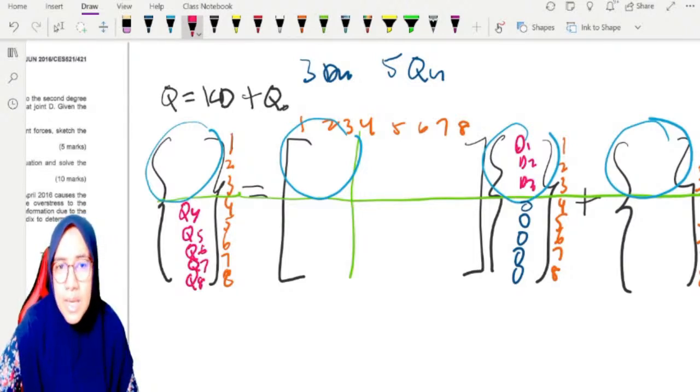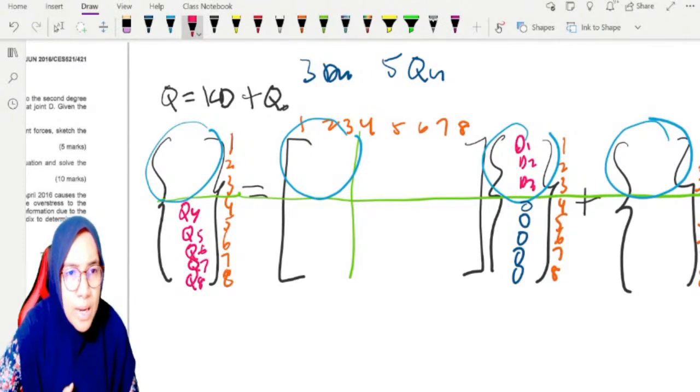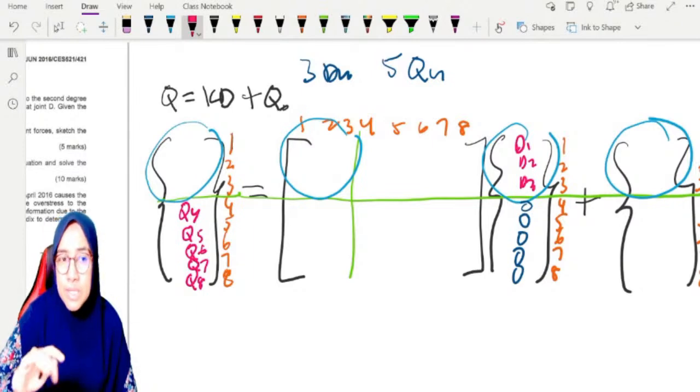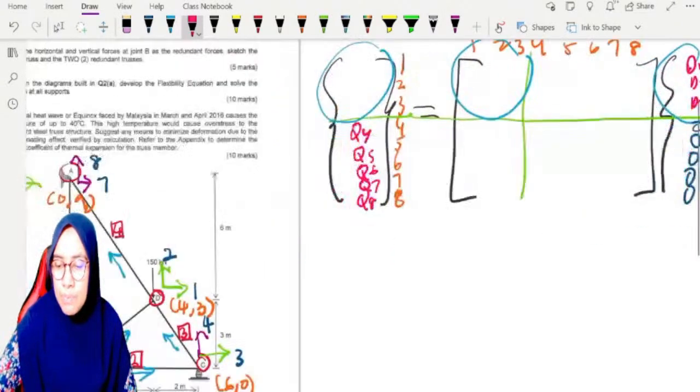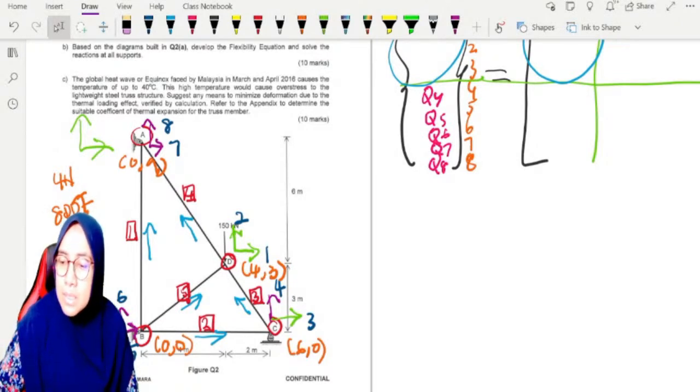Okay, unknown displacement. So remaining, we have to put the value for Q1, Q2, and Q3. Position is 1, 2, 3. So we refer back to the diagram. Q1 is 0 because there is no horizontal force at node D.